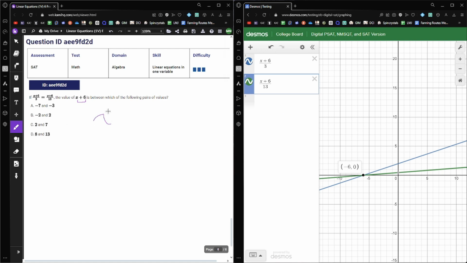So let me write that down. x is equal to negative 6. What's x plus 6? So negative 6 plus 6, well, x plus 6 is equal to 0. So now we just have to find if 0 is in between. Is 0 in between negative 7 and negative 3? No. Is 0 in between negative 2 and 2? Yeah. Is 0 in between 2 and 7? No. Is 0 between 8 and 13? No. So our answer is B.